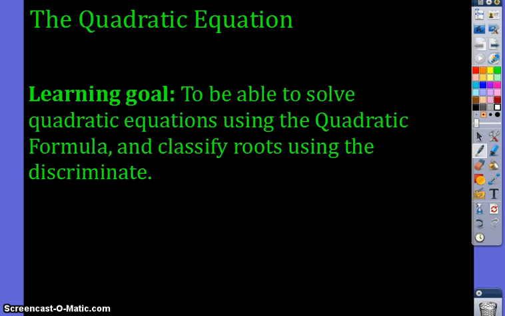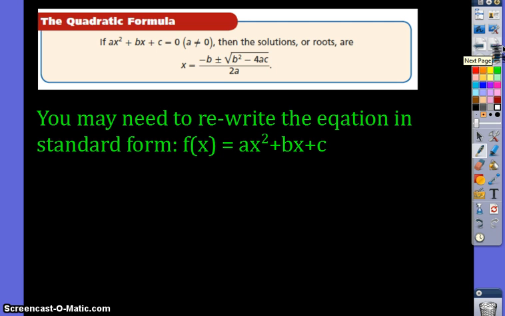Today we're going to look at how we can solve quadratic equations using the quadratic formula, and also how we can use something called the discriminant to help us find roots. Now, on Friday in class, we figured out how we came up with the quadratic formula. We proved it in class using completing the square. So that's it right there. If you don't have it in your notes already, you should definitely copy it down.